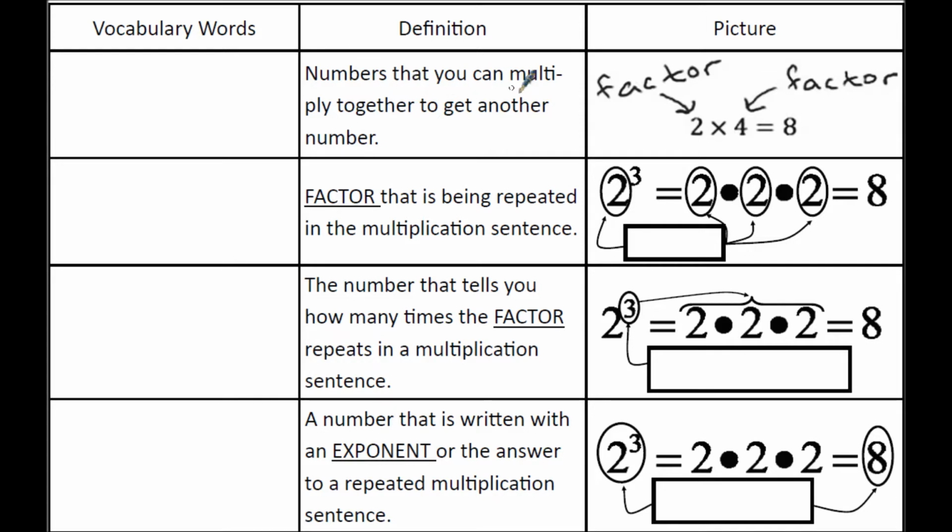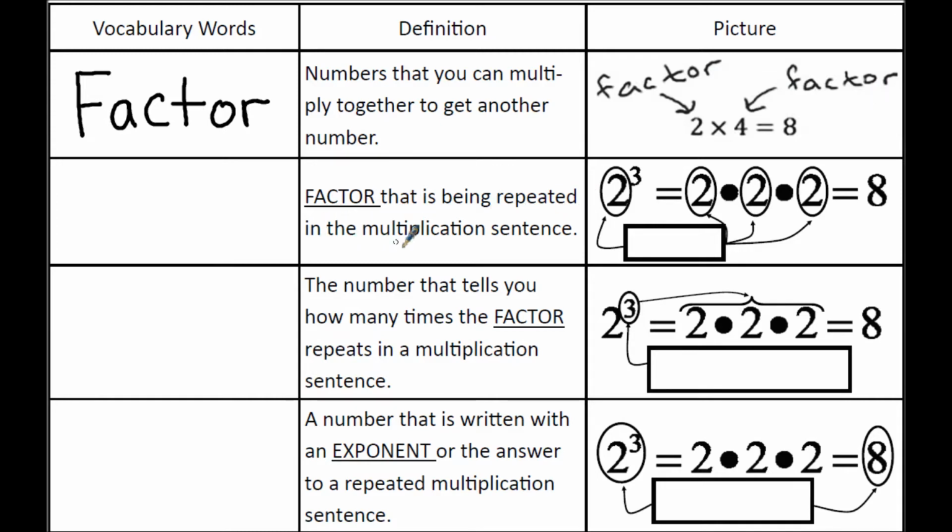Factors are numbers that you can multiply together to get another number. Now, this is an example of a factor. So, if you have the number 2 times 4 to give you 8, the two numbers that you multiplied together to give you that 8, 2 and 4, are your factors. So, the 2 and 4 are the factors in this multiplication sentence.